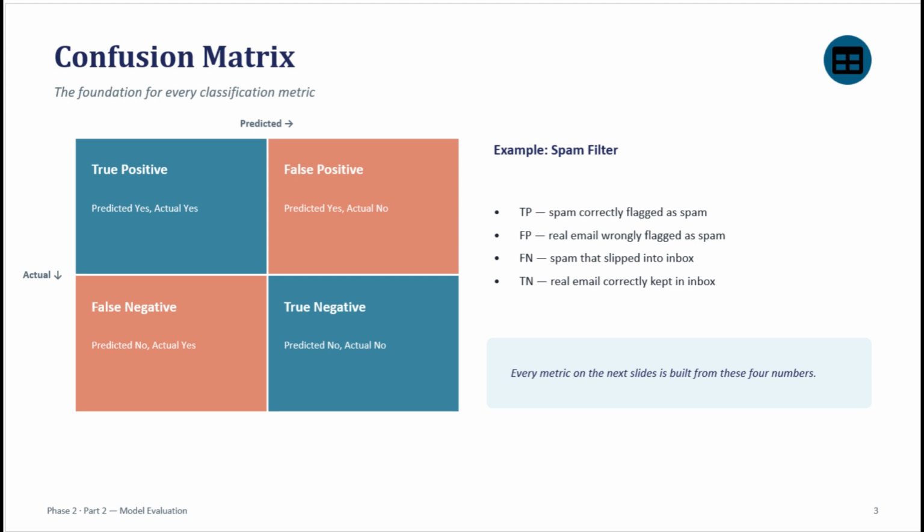Let's make this more practical. Imagine we're building a spam filter. If a spam email is correctly identified as spam, that's a true positive. If a normal email is mistakenly sent to the spam folder, that's a false positive. If spam reaches your inbox, that's a false negative. And if a normal email stays in your inbox correctly, that's a true negative. Almost every classification metric you'll ever learn is calculated using these 4 numbers.